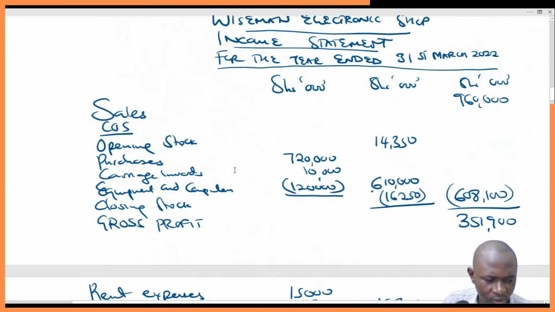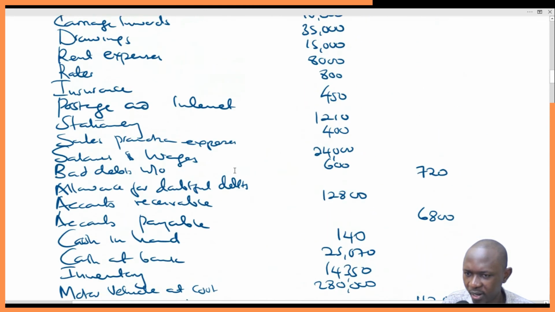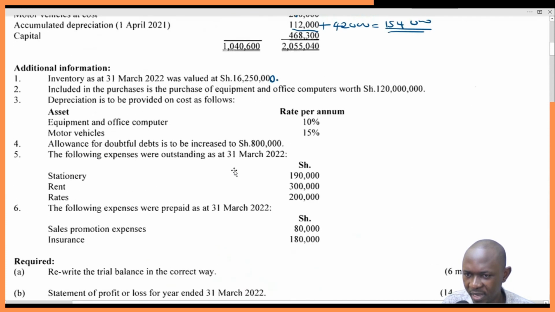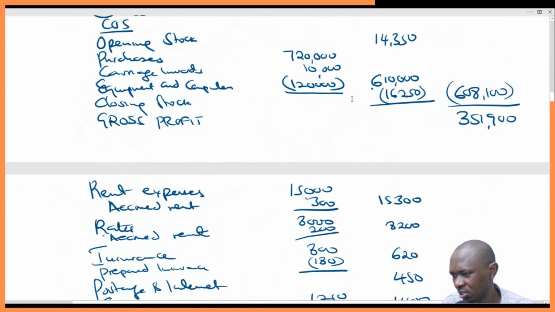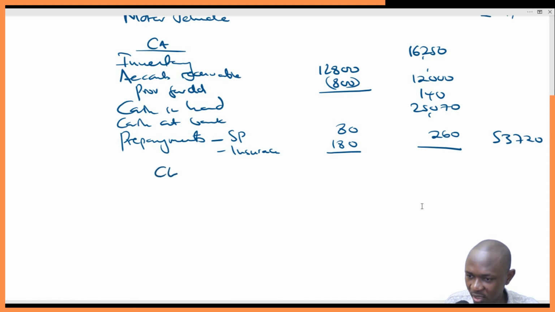Next, if we have any, but I doubt if we have any. I think we are done. We don't have any other left. So let's get the total here. This will be 16,250 plus 12,000 plus 140 plus 250, 70 plus 260. That gives us 53,720. Then we go to current liabilities, and under current liabilities we have accounts payable.